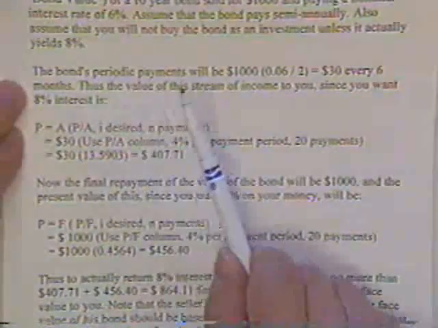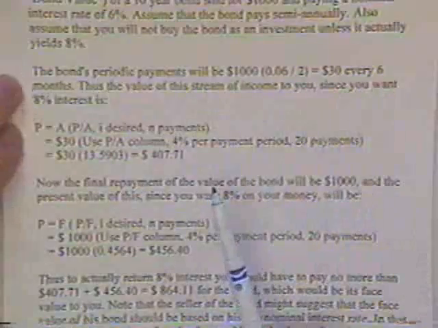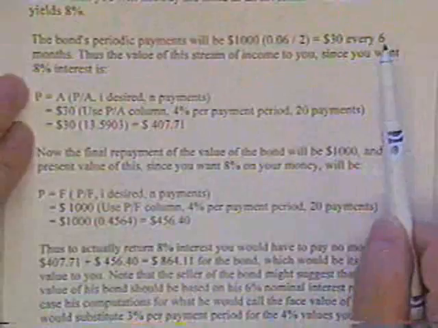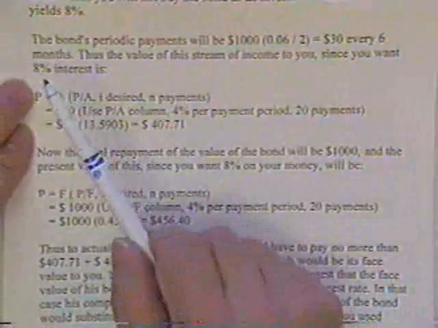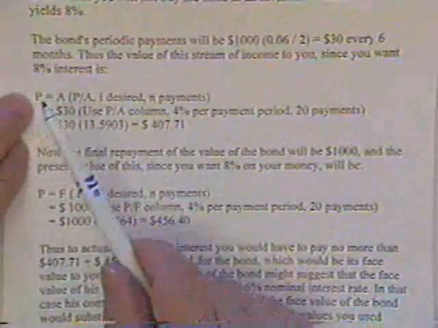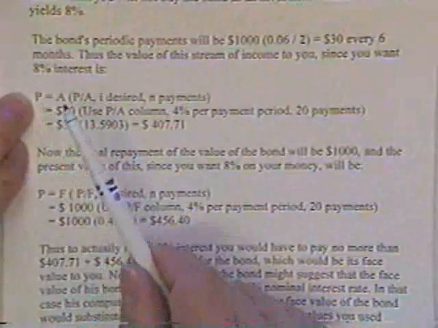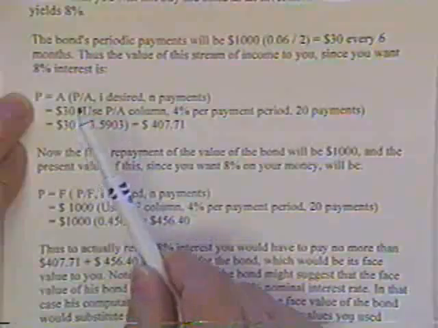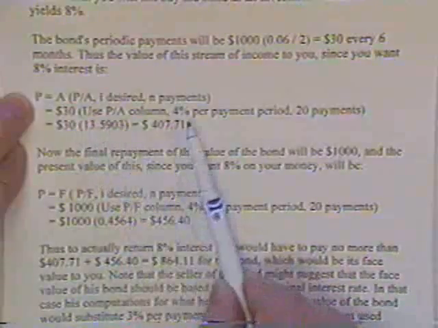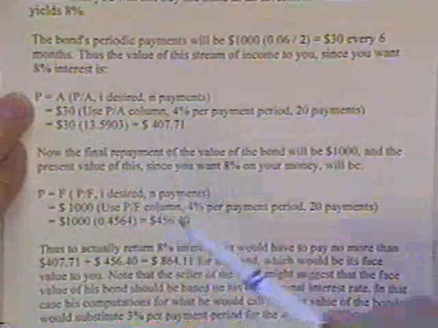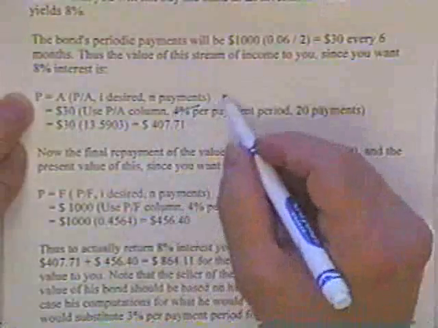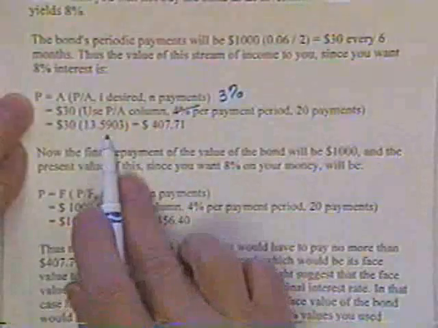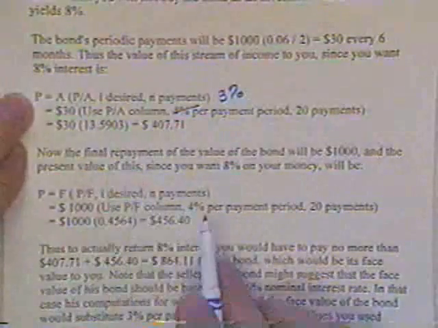And if you're interested in knowing how much that stream of income is to you, here's what being paid $30 every 6 months is worth to you at 8%. The present value of just the interest part is $30, the annual amount. You use the present value of an annuity column. 4%. I hope I didn't use 4%. Maybe that's just a typo. Say that's 3%. If you don't get 3% out of this number, well then change it for me.